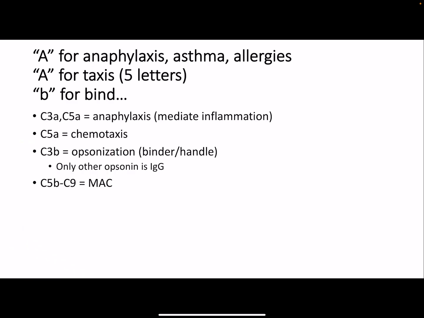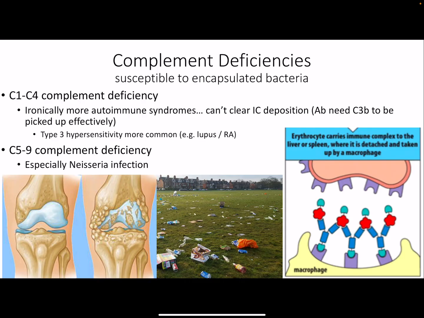But a way to remember this, A for anaphylaxis, asthma, and allergies. This is going to play a role in anaphylaxis, systemic inflammation. C5a in particular is going to be chemotaxis. B for bind. So C3b is going to be our opsonizer, the binder, the handle, the leash of that frog. Again, the other one is IgG, which we'll talk about later. And then I remember that the end goal is the MAC complex, if you can make it happen. And so it would make sense that if we have 9 complement proteins, it'll be the last couple of complement proteins in terms of the numerics that constitute this.